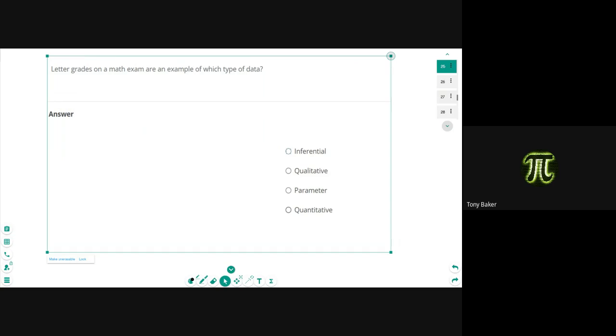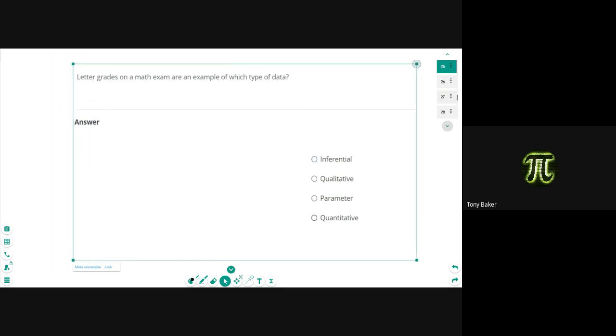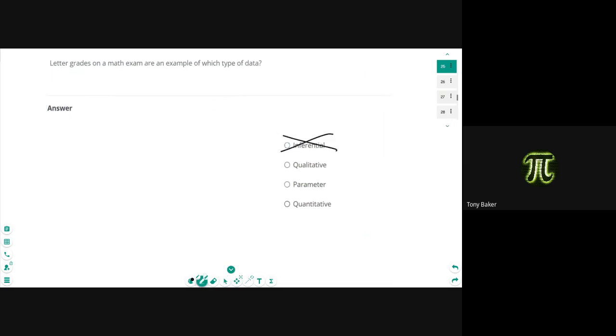Well, what's inferential? Did I even talk about that? No, I didn't. So it doesn't even exist. It's not even a value that you need to use. What's a parameter? Again, didn't talk about it. Not a type of data that we're looking at. So is this qualitative or quantitative?